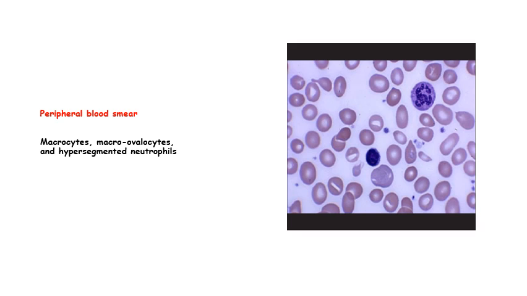As you can see, here is a peripheral blood smear with macrocytes, macro-ovalocytes, and hypersegmented neutrophils.